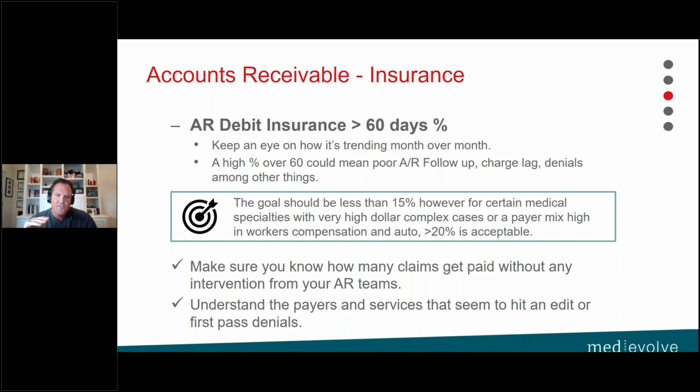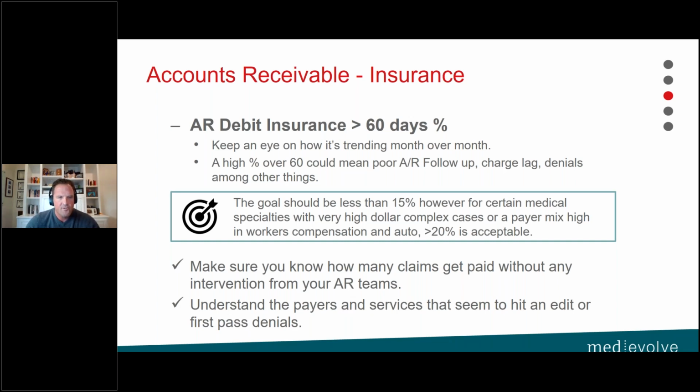Keep in mind, on the goal of 15% or less, it does depend on medical specialty. If I've got a 30-doc neurosurgery group that does a lot of workers' comp, right, with a lot in legal, arbitration, auto, et cetera, it's going to be a different measure for them than if I have a primary care clinic that's predominantly Medicare, or a derm clinic that's predominantly Medicare or commercial managed care combination. So keep that in mind when you're thinking about what your goals should be.